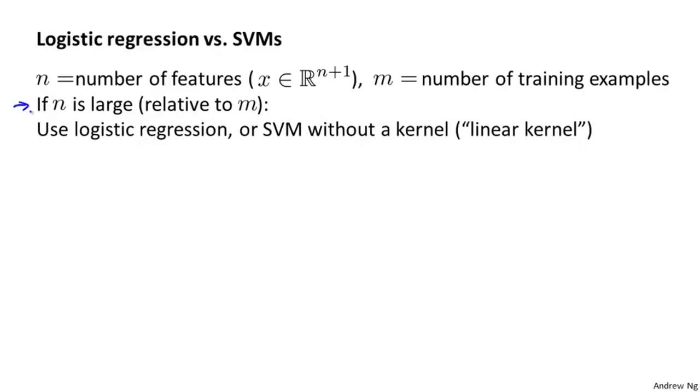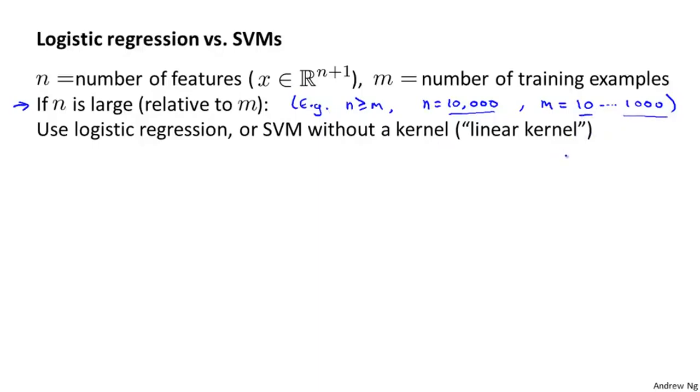Well, if n is large relative to your training set size, for example, if the number of features is much larger than m, and this might be, for example, if you have a text classification problem where the dimension of your feature vectors is maybe 10,000, and your training set size is maybe 10, maybe up to 1,000. So imagine a spam classification problem where you have 10,000 features corresponding to 10,000 words, but you have maybe 10 training examples or maybe up to 1,000 examples.